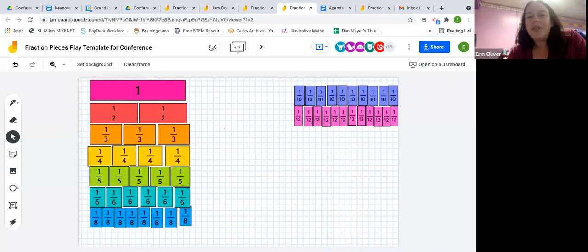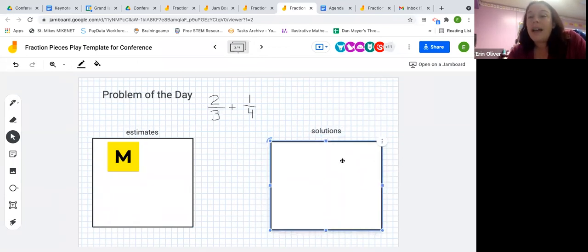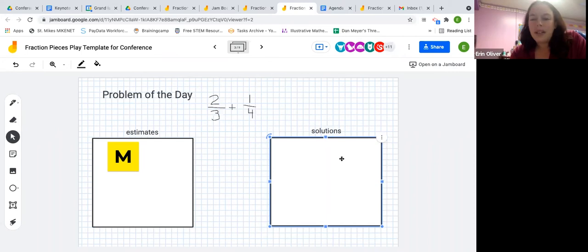Once I have a solution for each student or each team of students behind this box, then we go into the share portion. We look at each page and ask students to talk about their thinking. And then they see the multiple ways that they represented that problem. That's the end of that routine.